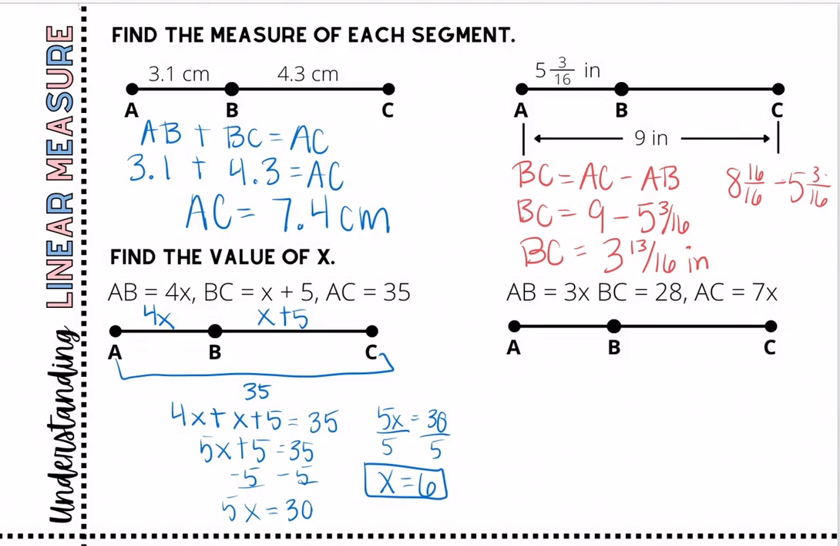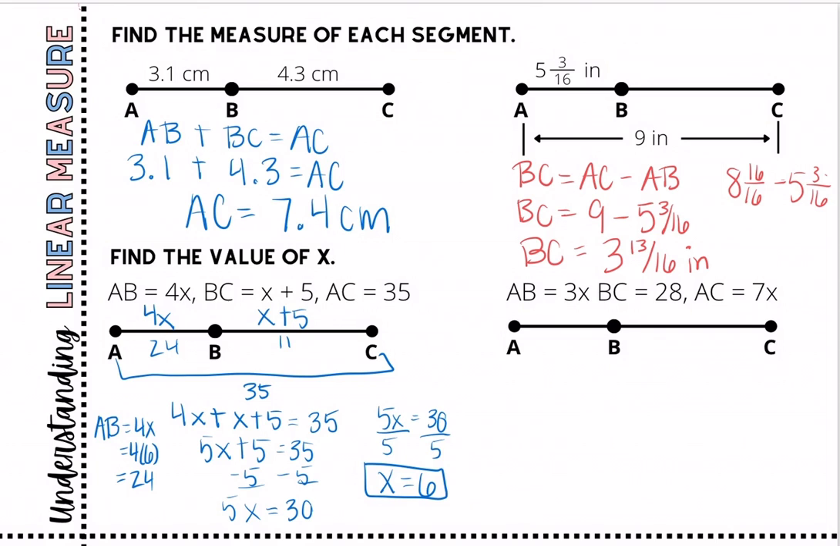So that's my answer. The only other thing they may ask you is, once you find x, find AB. AB is 4x, but x is 6, so that would be 24, and then BC would be 11. So it may ask you to do that. Sometimes it will, sometimes it won't. You just have to pay attention to what the question is asking you.